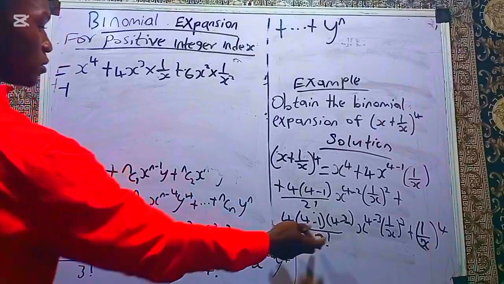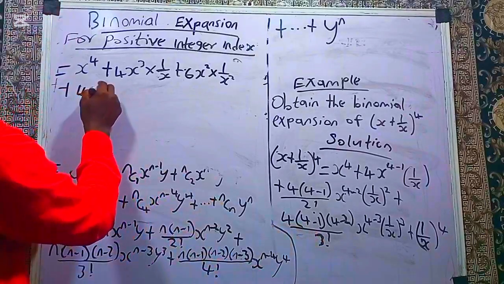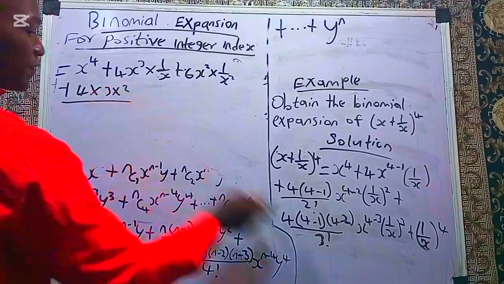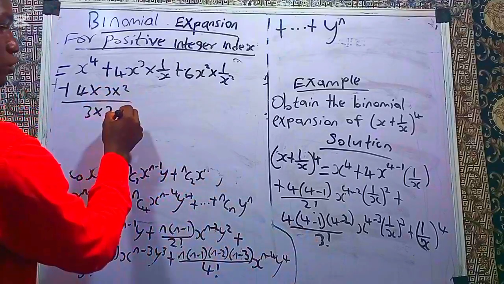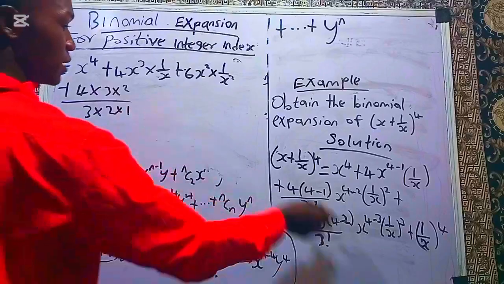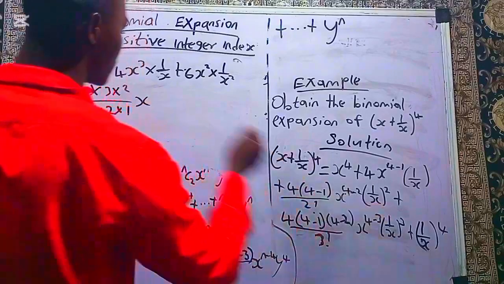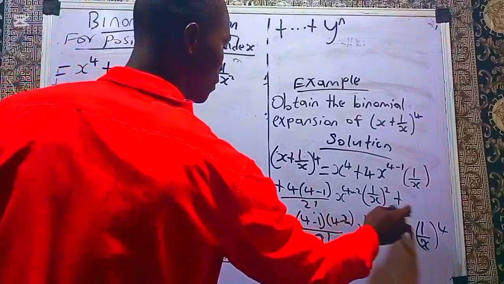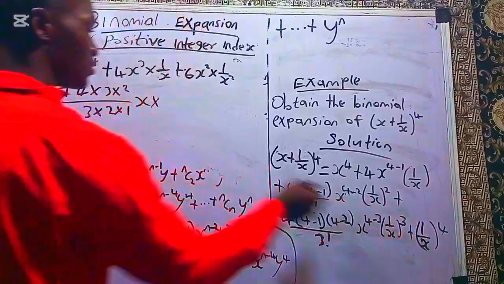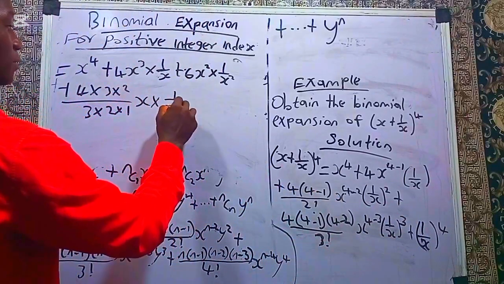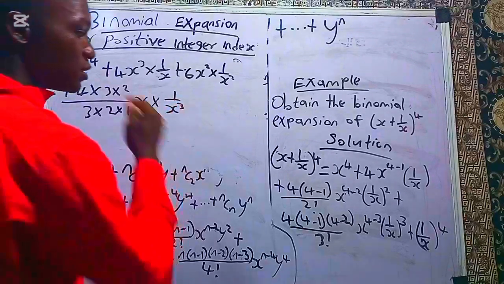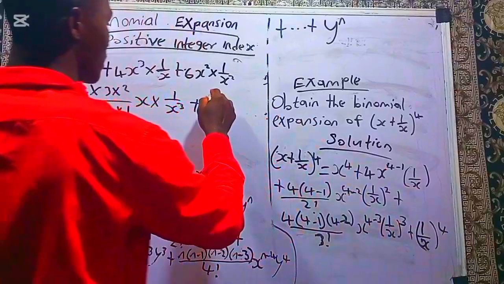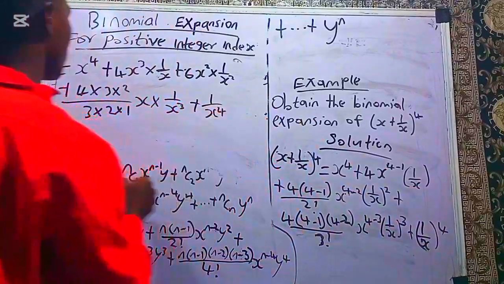Plus 4 times 3 times 2. 3 factorial is 3 times 2 times 1. Then x raised to power 4 minus 3 is 1. Then times 1 over x raised to power 3, that's 1 over x power 3. Then plus 1 over x all raised to power 4, which is 1 over x power 4.